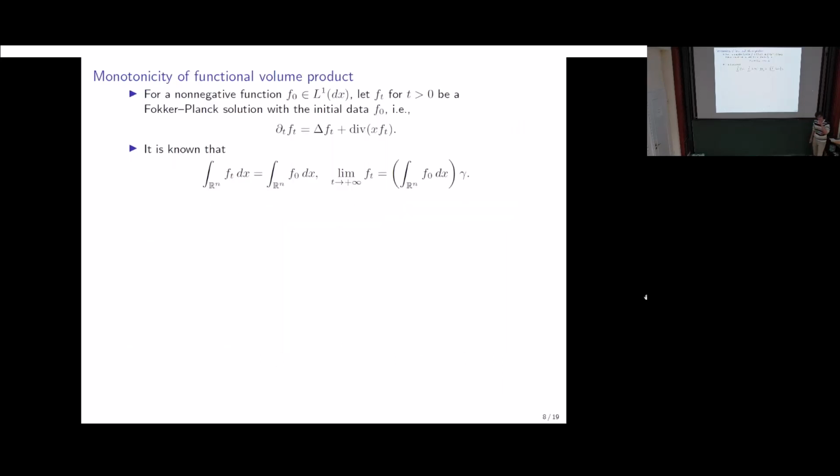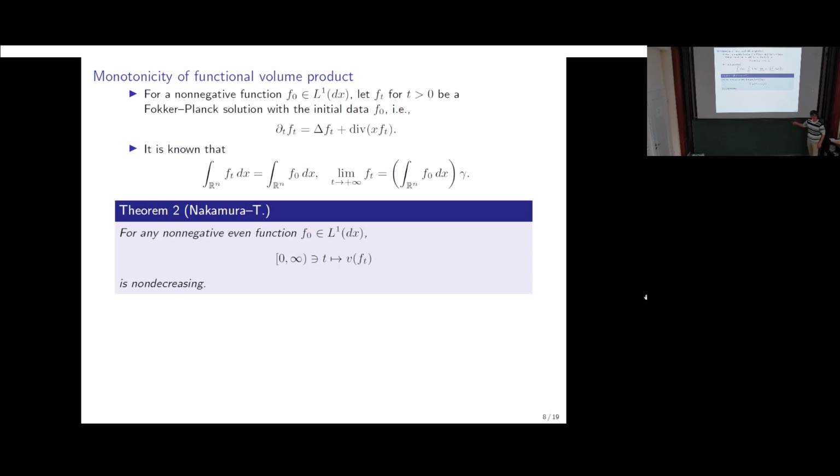To explain our result more precisely, we introduce what the heat flow is. In this talk, we consider Fokker-Planck solutions. This means that given a non-negative function f_0, f_t is a solution of that equation. And this f_t has the property that its integral is preserved, which means mass conservation. Moreover, as t goes to infinity, this function converges to the Gaussian. Especially, we can capture the Gaussian measure directly.